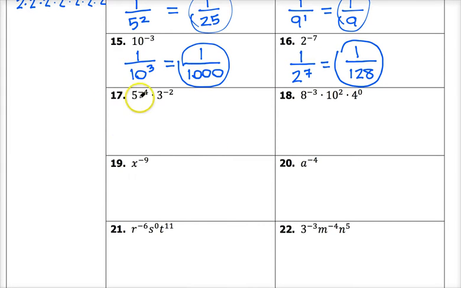For 17, we have 5 to the negative 4th power times 3 to the negative 2nd power. So because we have two different bases, I need to split this up and do this as two separate parts. So I'm going to rewrite 5 to the negative 4th power as 1 over 5 to the 4th. And then I'll do the same thing for 3 to the negative 2nd power. That becomes 1 over 3 squared.